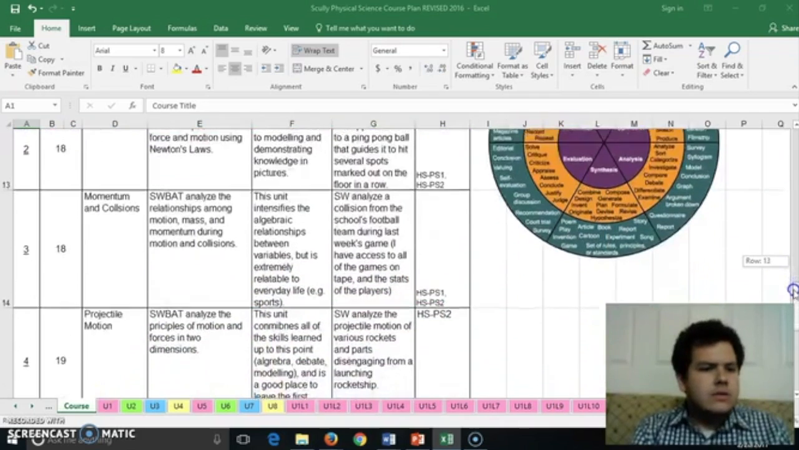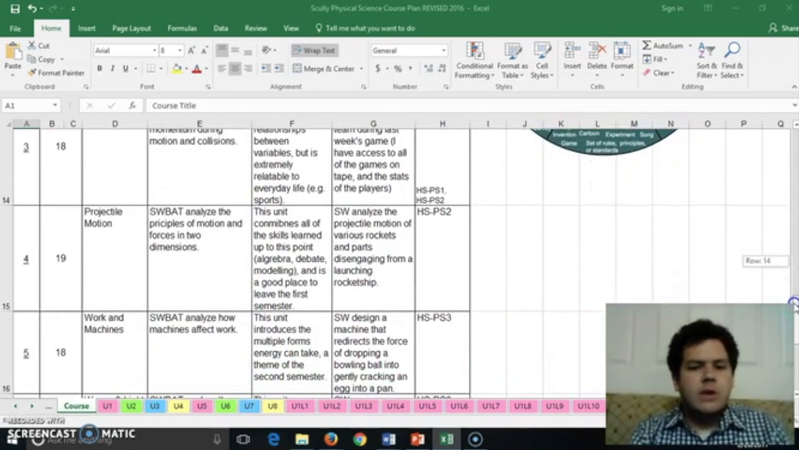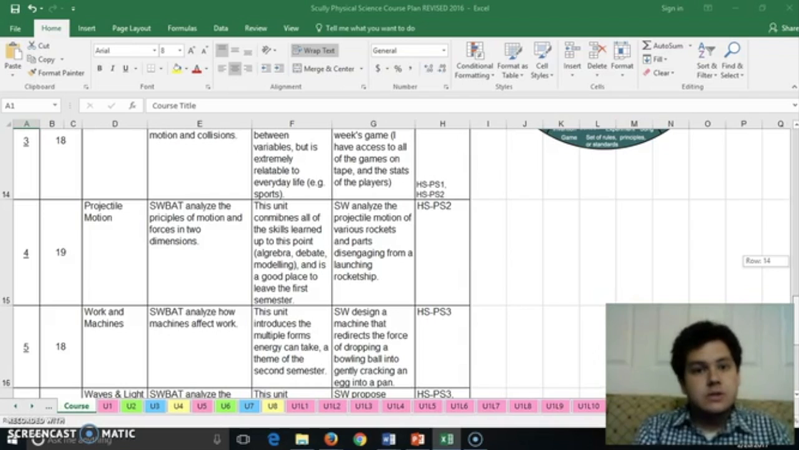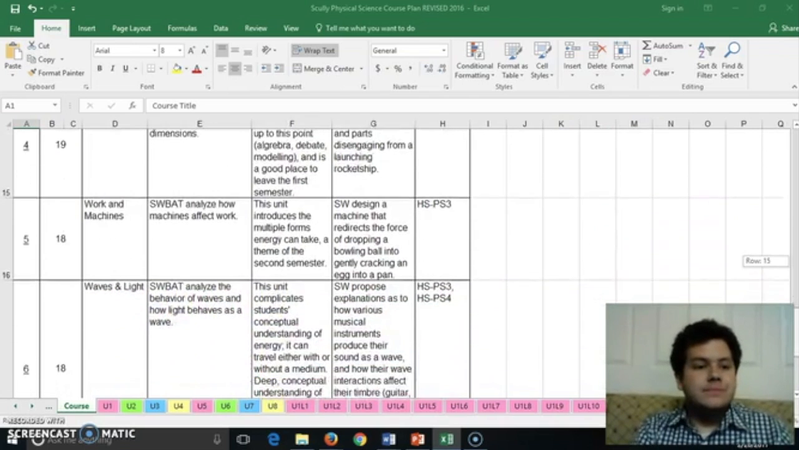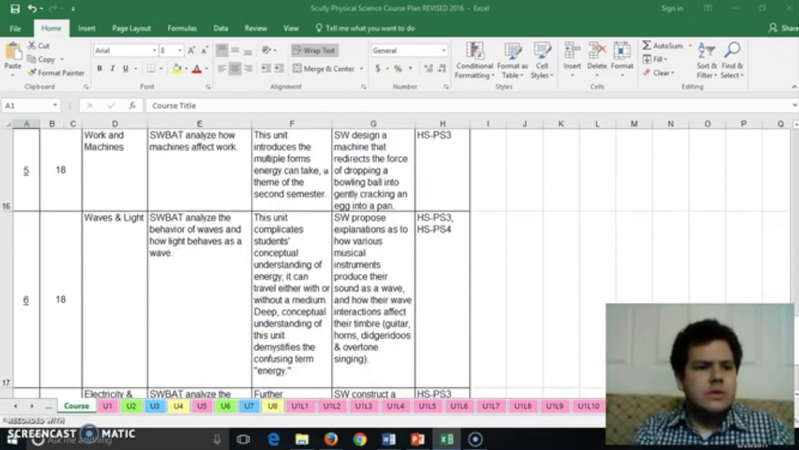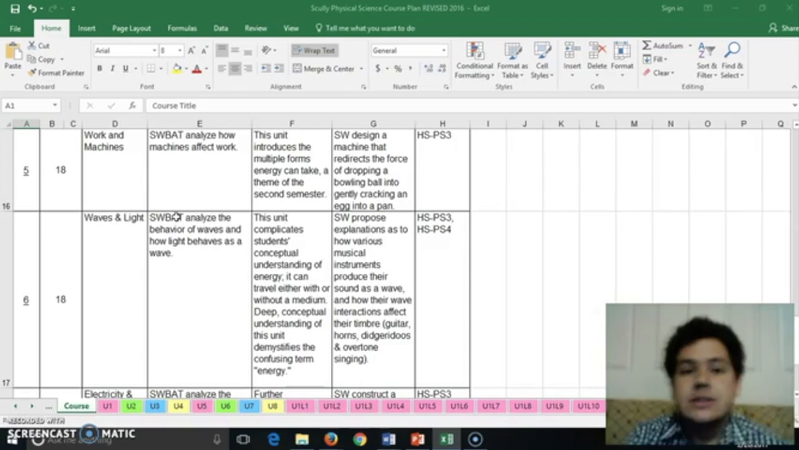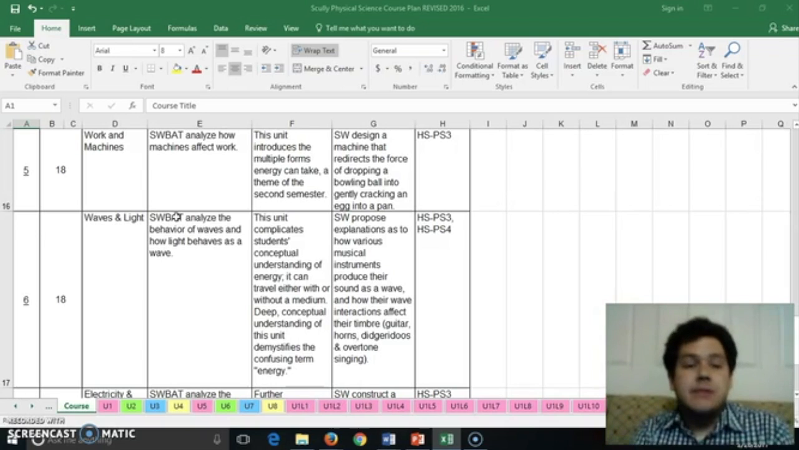Moving on down, we've got some more of my units: projectile motion, working machines, and notice that they all have rationales, and they also have the standards that you're supposed to be following for that unit. Let's go over to Unit 6, that's where I'm going to be today, in waves and light. Students will be able to analyze the behavior of waves and how light behaves as a wave. So I'm at the Analyze Bloom level, so that will be more where my lesson plan is today.